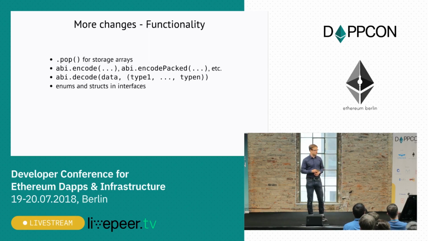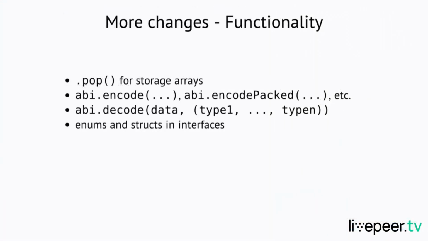Okay, then I have some more changes without examples. The pushNew I showed to you earlier has an equivalent for removing the last element from the array that is called pop. And probably in 0.6.0, we might even disallow assignment to the length property of an array altogether, because that causes problems with unpredictable gas costs.